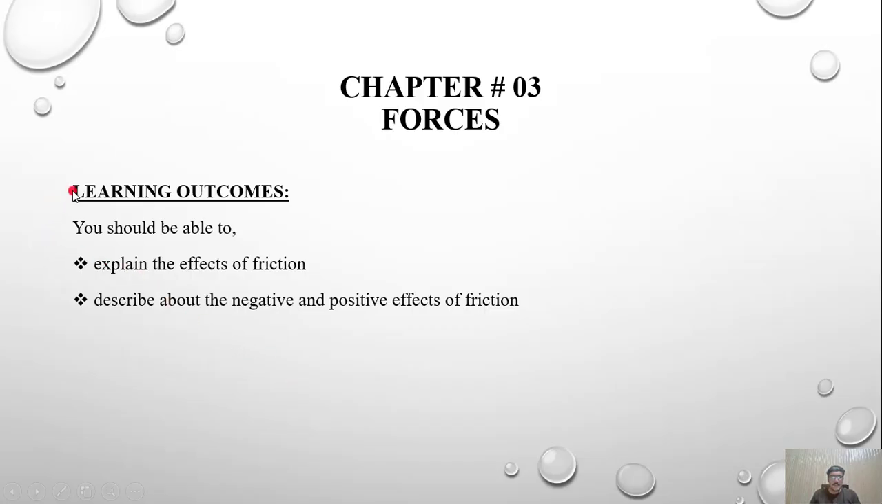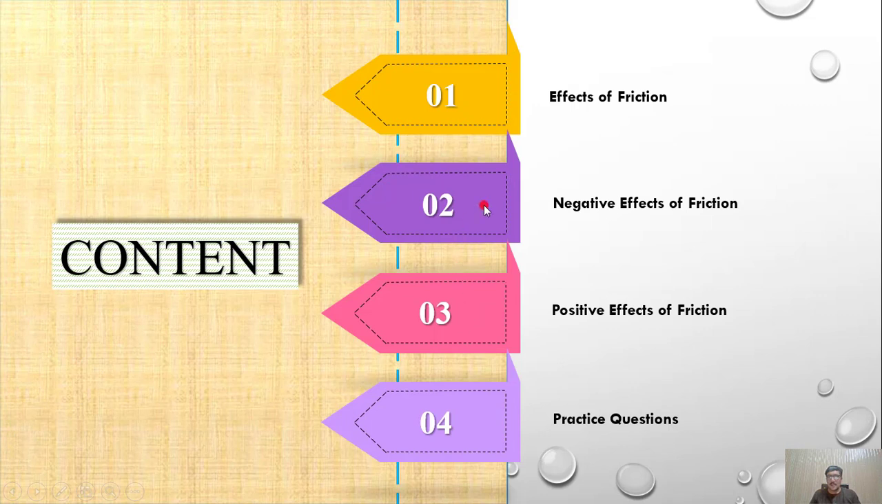The learning outcomes of today's lesson are that you should be able to explain the effects of friction. You should be able to describe the negative and positive effects of friction. The content which we are going to cover in today's lesson is: number one, effects of friction, negative effects of friction, positive effects of friction, and then practice questions.